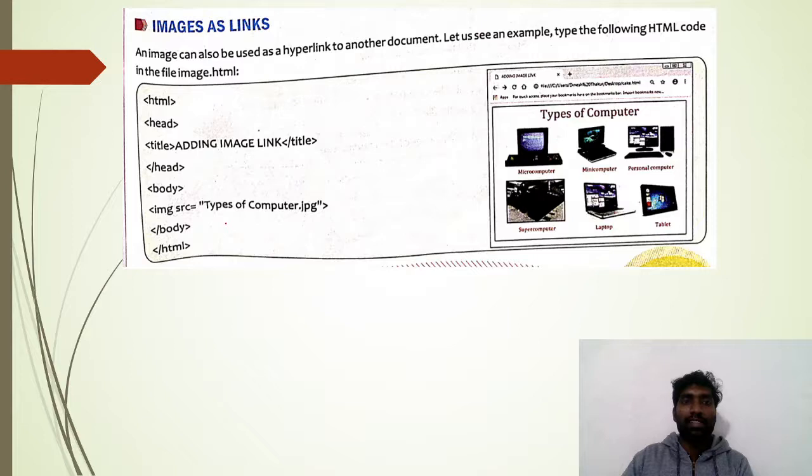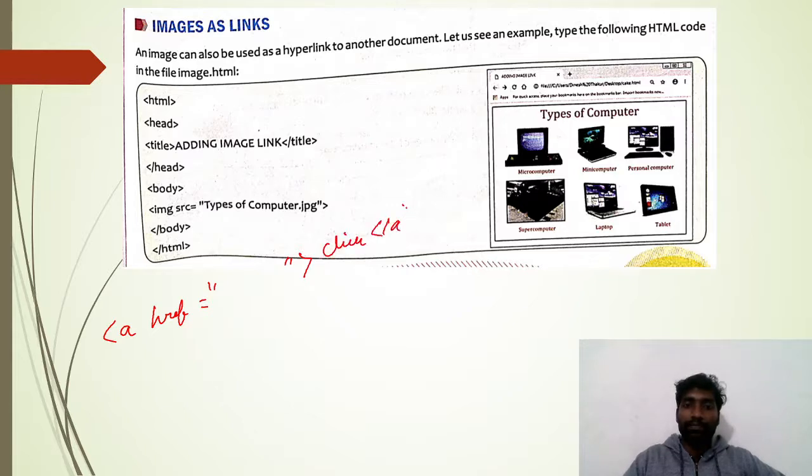Now see here, image as a link. My god, how can we do this, image as a link? No need to get confused. Very simple. Now see here how we give the link for normal text. a href, correct? And we give the location, close, and here we give the text, click. Am I right?